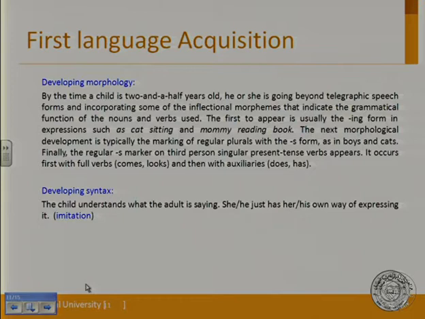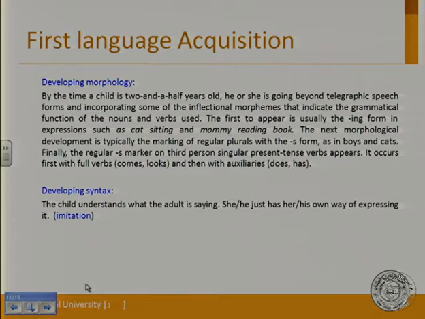The first to appear is usually the -ing form, in expressions such as cat sitting, mommy reading book. The next morphological development is typically the marking of regular plurals with the -s form, as in boys, cats. And finally, the regular -s marker on third person singular present tense verbs appears. It occurs first with full verbs, comes, looks, reads, sits, and then with auxiliaries does and has and so on.